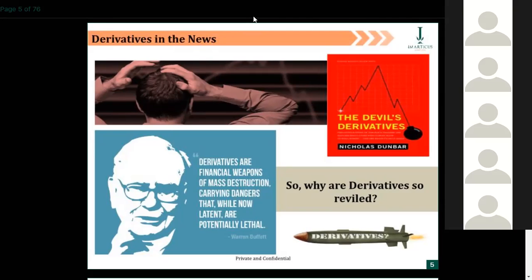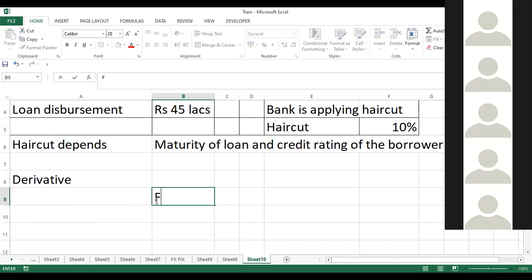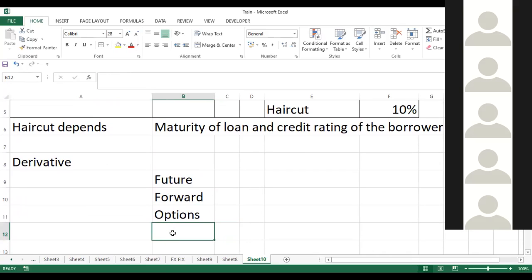So let me just show you the Excel file first. So when you talk about derivatives, what is a derivative as a meaning? You have forward, then I would say you have future, you have options, and then you have swap, right? So when you talk about derivatives, what is a derivative as per your understanding?